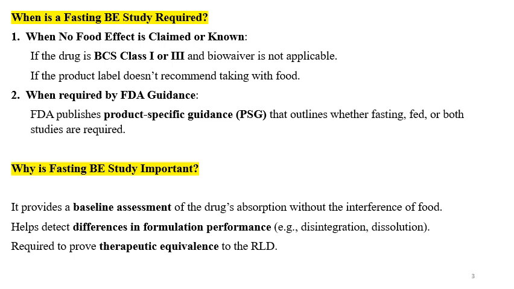Why is a fasting bioequivalence study important? It provides a baseline assessment of the drug's absorption without the effect or interference of the food on the pharmacokinetics of the drug product and the drug molecule. It helps to detect differences in formulation performance, because with food, the formulation differences may get masked. Examples of the formulation performance variables or quality attributes are disintegration, dissolution, and solubilization of the API in vivo. It is required to prove therapeutic equivalence with the RLD.